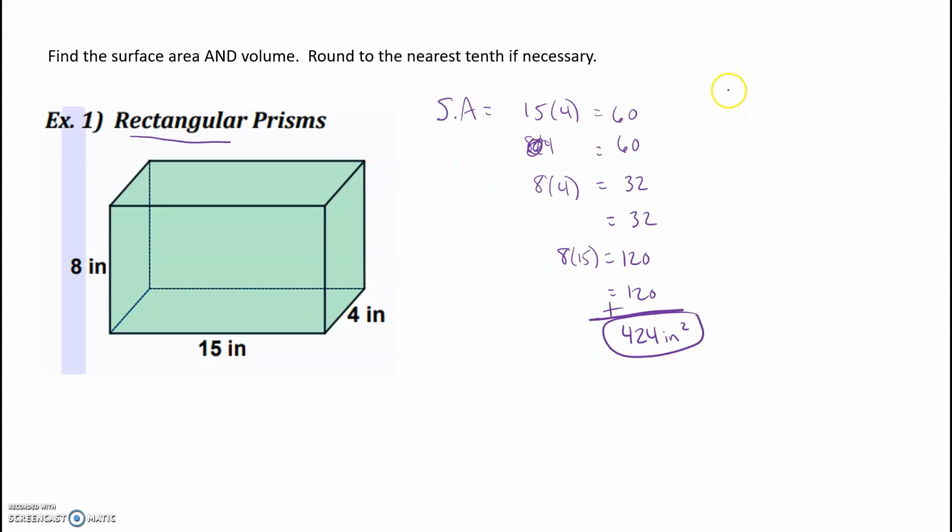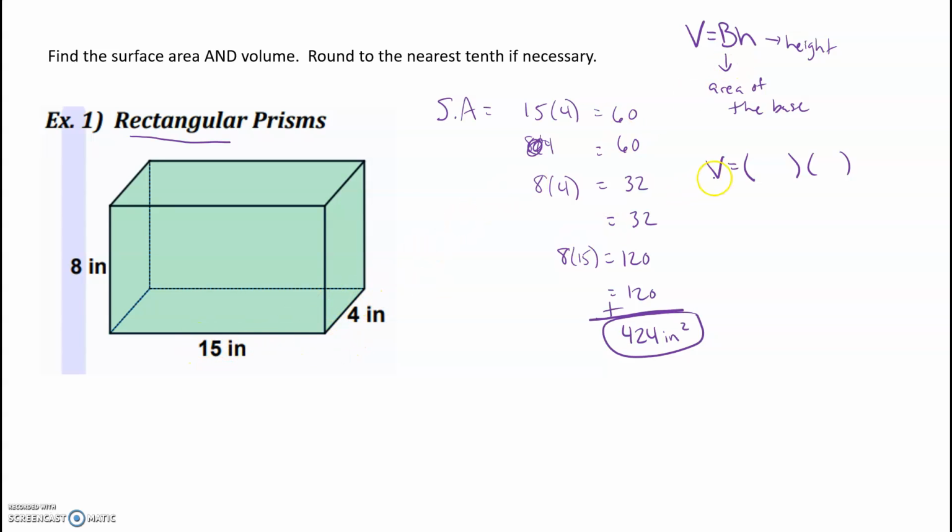Volume, you do have a formula. It is V equals big B times H. Now big B stands for area of the base, and H is your height. Remember, height is the distance between your bases. So here, let's just call the bottom the base. Volume equals big B times H. Big B, you have to do area of the base.